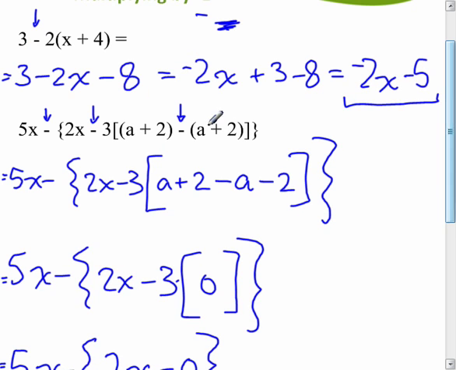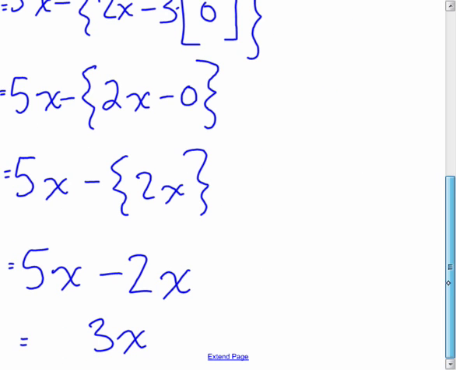Some people might have been able to look at this first question and said, oh, the answer is 3x. Maybe not too many, but some people could have. What you want to do is include as many steps as you can so that you can get the questions right all of the time.